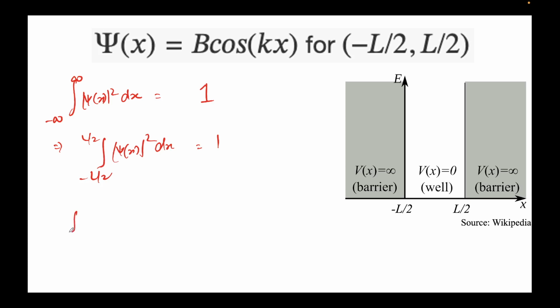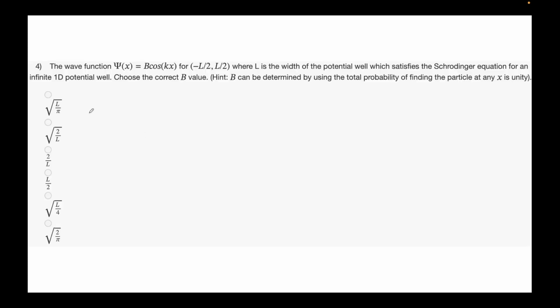Right? Now let me put the value of psi in the integral from minus L by 2 to L by 2. This will turn out to be b square cos square kx dx equal to 1. And this is an even function, so I can just split it as 0 to L by 2. B square is a constant, will come out. Cos square kx dx equal to half. This is an even function, hence the positive side will give half, the negative side will also give half. So the integral from 0 to L by 2 of cos square kx dx equals 1 over 2b square.